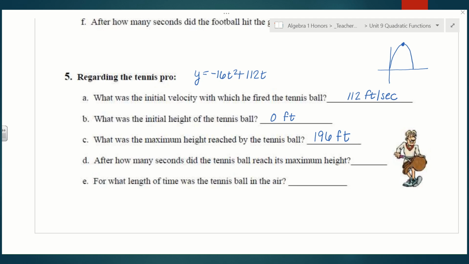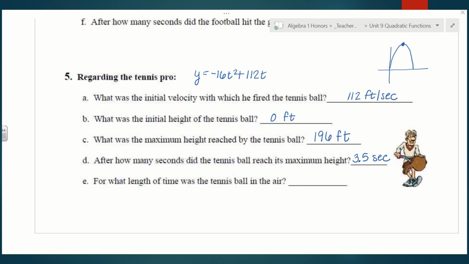Part D says, after how many seconds did the tennis ball reach its maximum height? It's the same point we're talking about, but now I'm looking for the x-coordinate of that point. If you still have that pulled up, you should have seen that it was 3.5 seconds. So after 3.5 seconds, it reaches its maximum height.